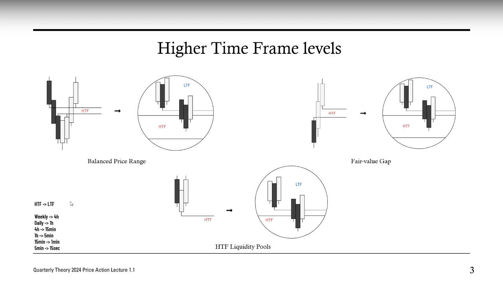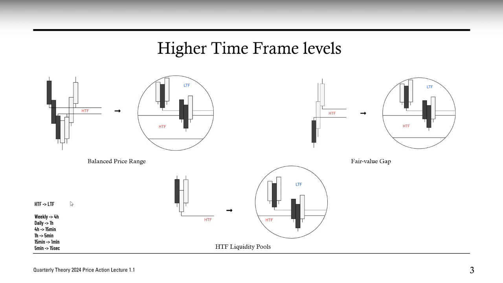Then we have liquidity pools, right? I'll just be talking about sell side liquidity pools, but buy side liquidity pools is just the opposite. So if you have a daily low, you would want to see a 1-hour low above that daily low. I hope that I'm being clear. If I'm not, then I'll probably have to answer a few questions, and that's fine, right? So if we have a daily low, you need a 1-hour low. If you have a 4-hour low, you need a 15-minute low above that 4-hour low.